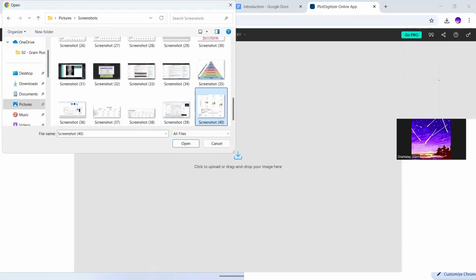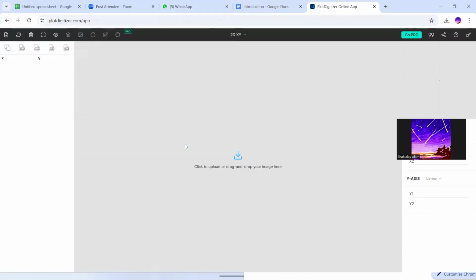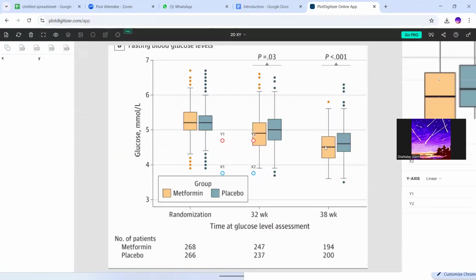this is my screenshot. Now they are requiring data in the form of mean and standard deviation, because these bar graphs are always for mean and standard deviation. What I'll do?